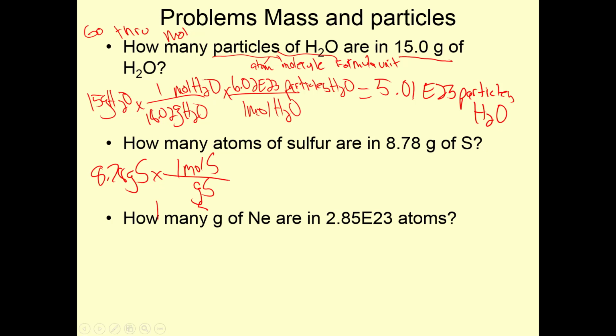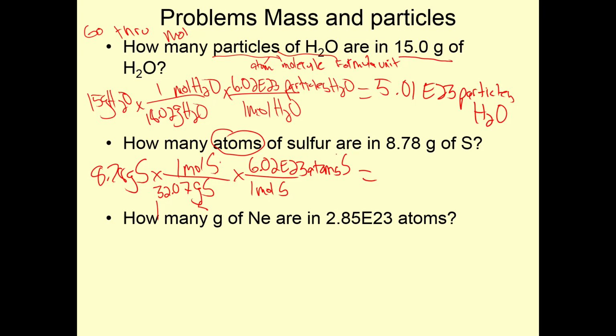Little g stands for grams, and little g stands for go to the periodic table. That's 32.07 on my periodic table. Now I'm in moles, but I want atoms. So I hate you, moles. 1 mole of sulfur, and I want to go into atoms, and I know there's 6.02 E23 atoms of sulfur in 1 mole. Atoms of sulfur are what I want. That's on top now. So let's do it.